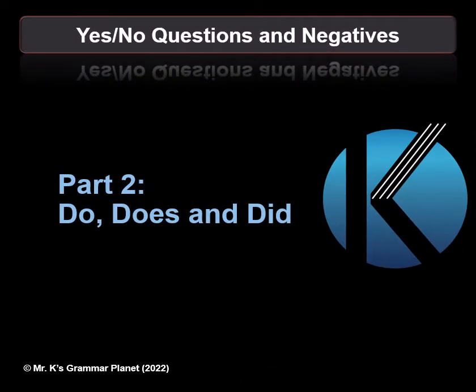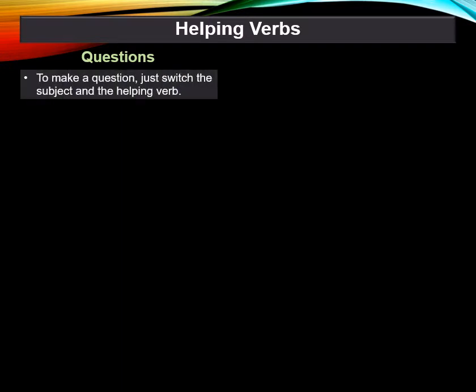All right, let's go over the main points for part 2 of today's lesson: do, does, and did. First, we have to talk about helping verbs. How do you make a question with helping verbs? To make a question, just switch the subject and the helping verb. This is just like the be verb.